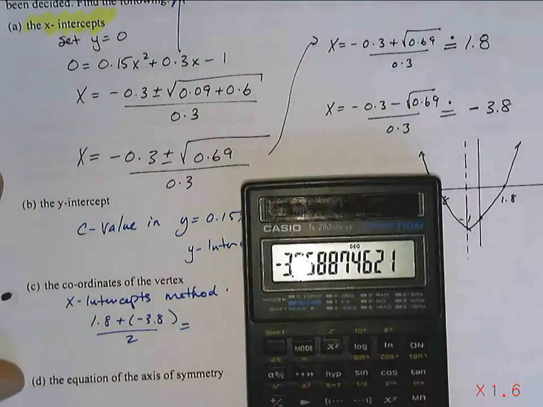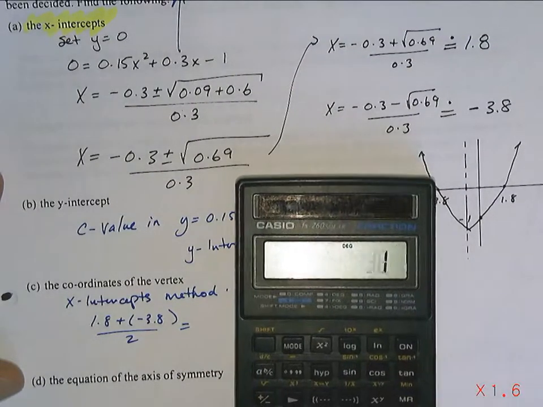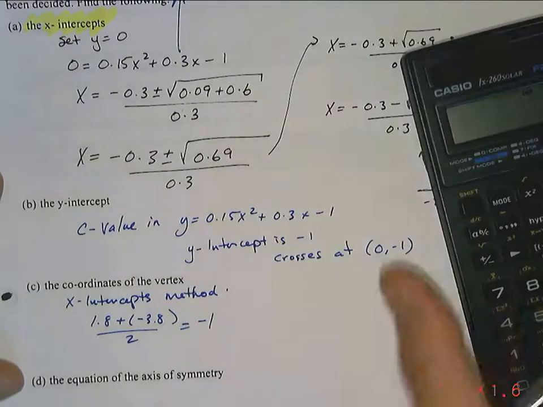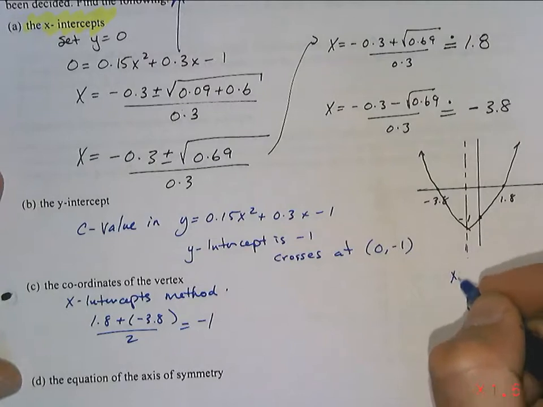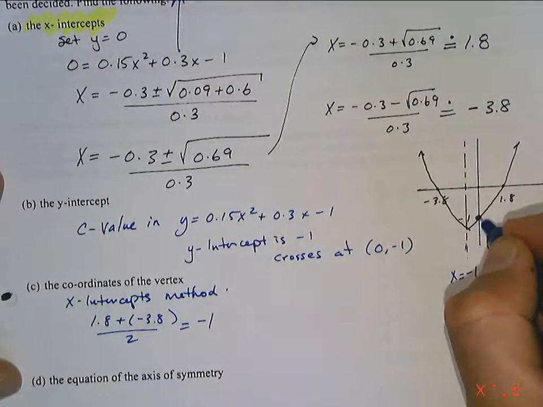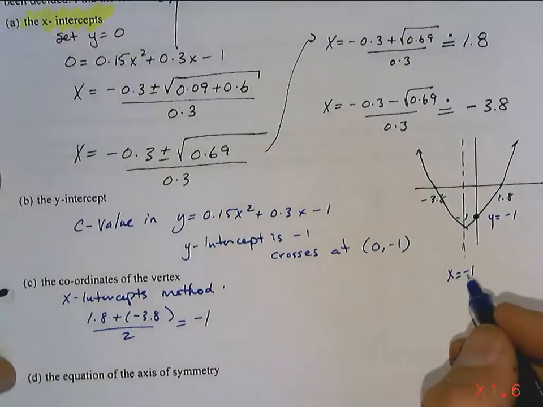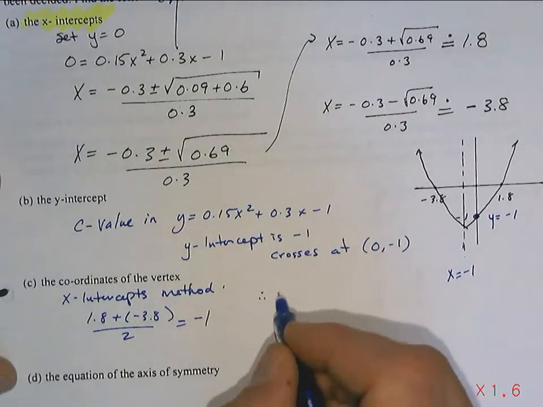And I don't trust myself to do anything right now. So negative 3.8 plus 1.8 is going to be -2, divided by 2 is -1. That means that this value here is x equals -1. Remember, this was y equals -1. Don't confuse the two of them. So this one here is x equals -1. Therefore, that's your axis of symmetry.